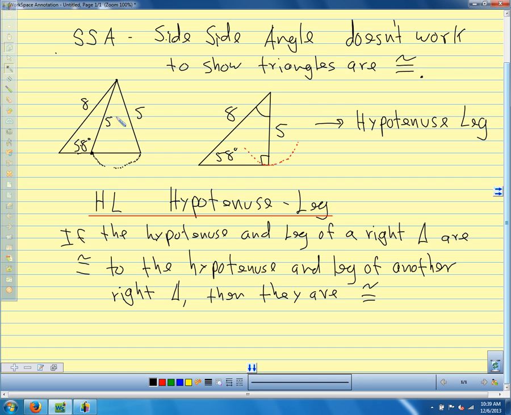Where here, I can't necessarily figure out that third angle because there's two possibilities for that third angle. Here there's only one possibility. So on your graphic organizer, you have two little triangles drawn there. So let's mark those for what we're talking about here.